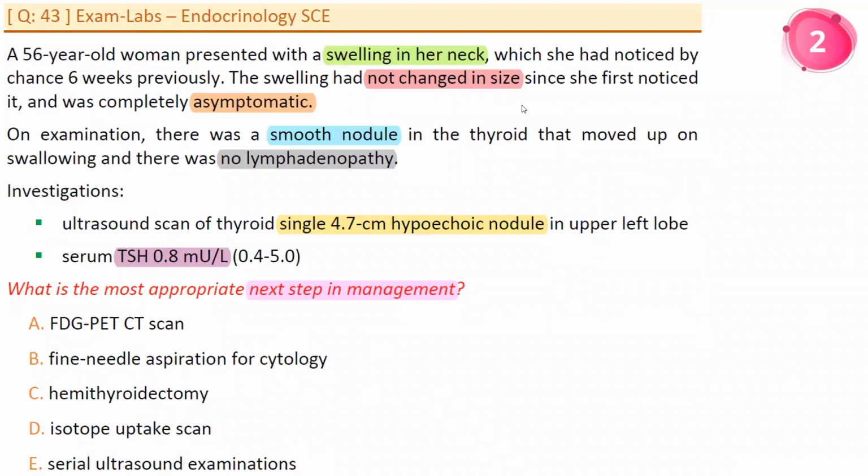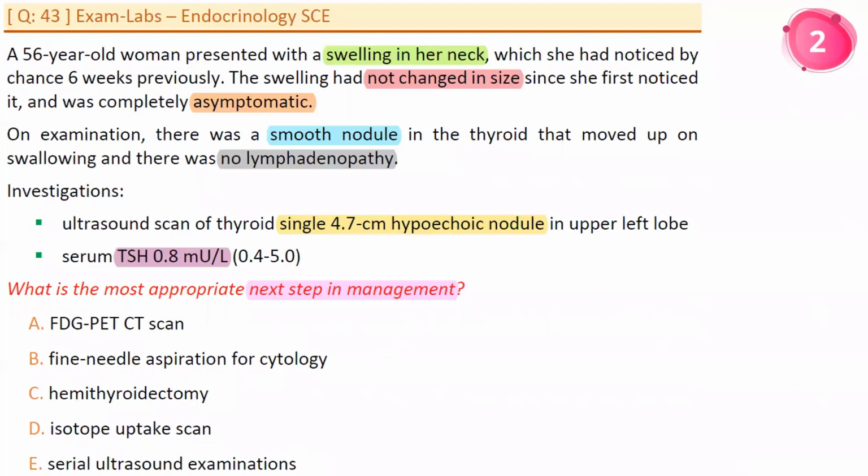Fine needle aspiration. Because the size is 4.7 cm, hypoechoic, and since 6 weeks previously discovered. Yes. What about isotope scan? If TSH is low, I will choose isotope scan. Yes, this is the most important hint I want everyone to know.